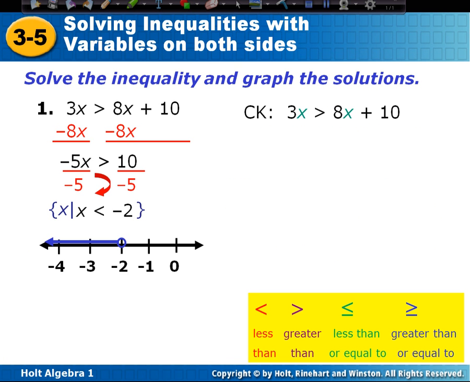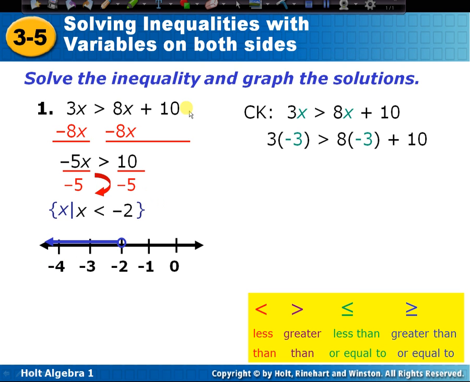Again, I'm not going to check with the negative 2. I'm going to check with a number that's in the shaded region. So I can check with negative 3, negative 4, negative 5, or anything on down from there. I'm going to choose to check with negative 3. And the reason that we choose to check with a number in the shaded region is to make sure that we've shaded the correct direction, because that's one of the most common mistakes that we make.